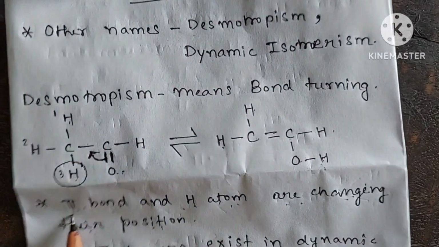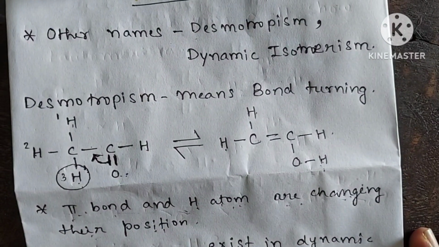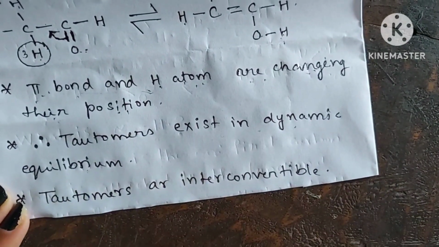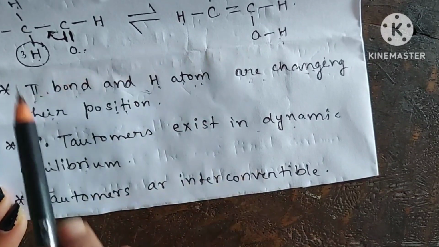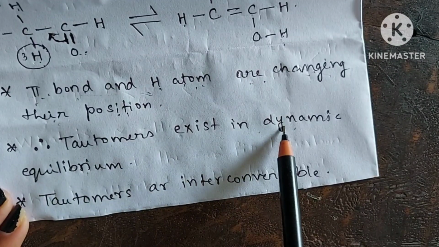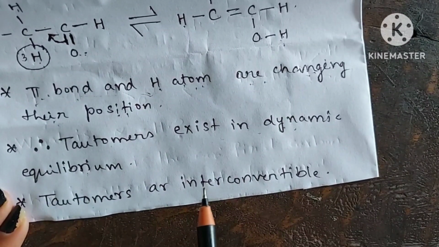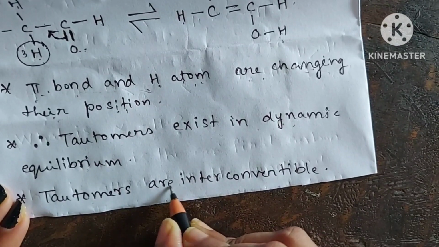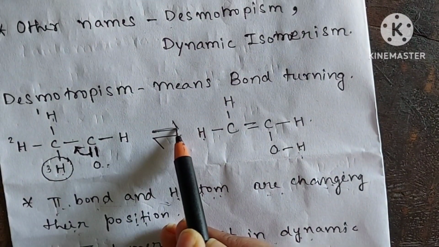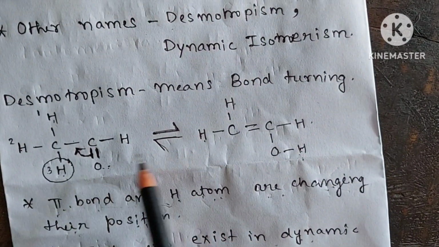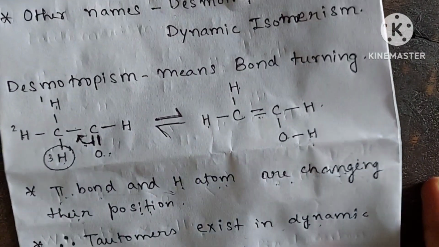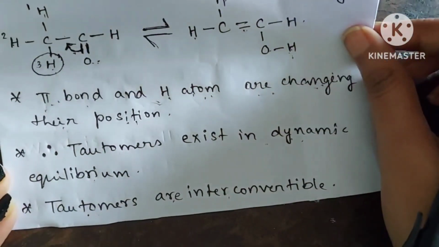Now you can see, this is the second point, and for this reason tautomers exist in dynamic equilibrium. These are constantly changing their position, and therefore tautomers exist in dynamic equilibrium, and tautomers are interconvertible. Here R is this. See here I have given this sign. This means they are interconvertible. It can change from this to this or from this to this. Remember these points in tautomerism.